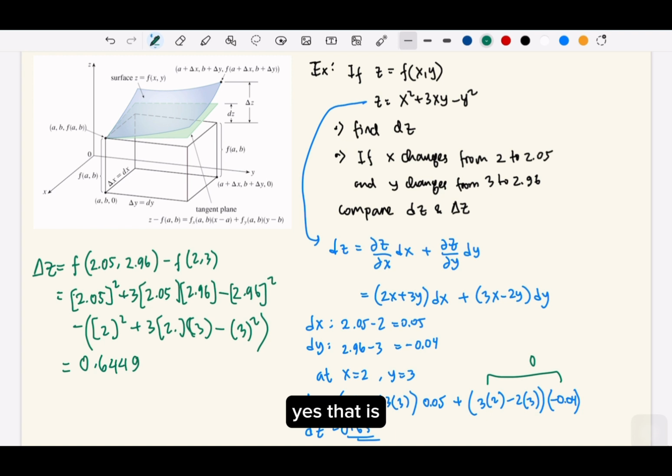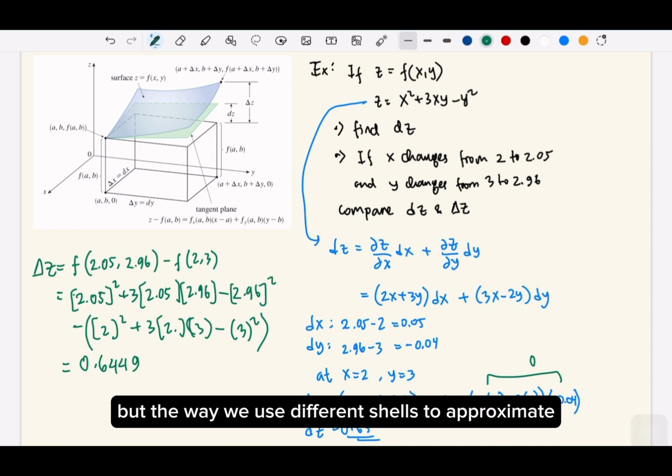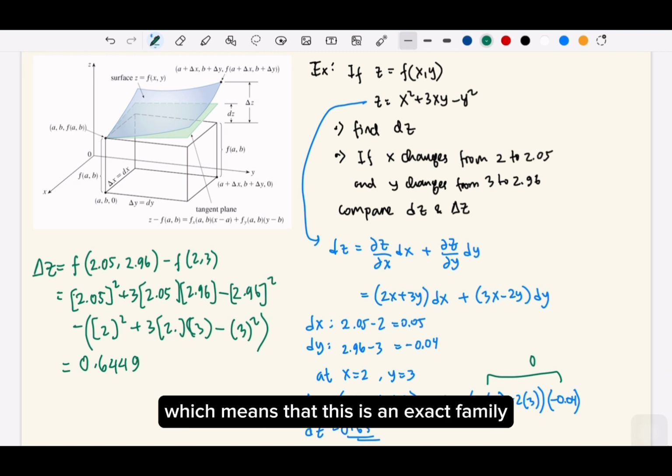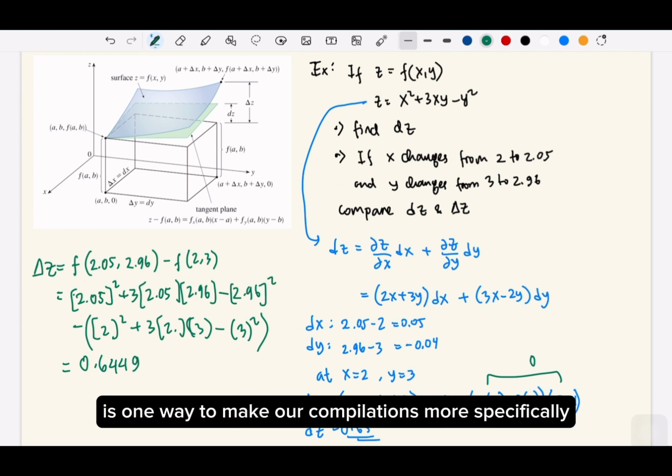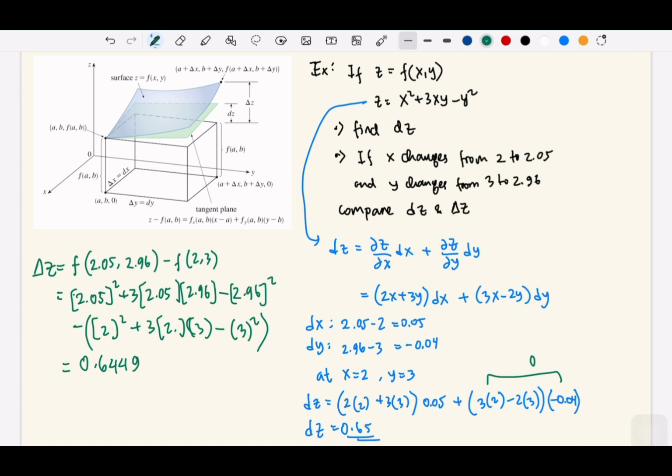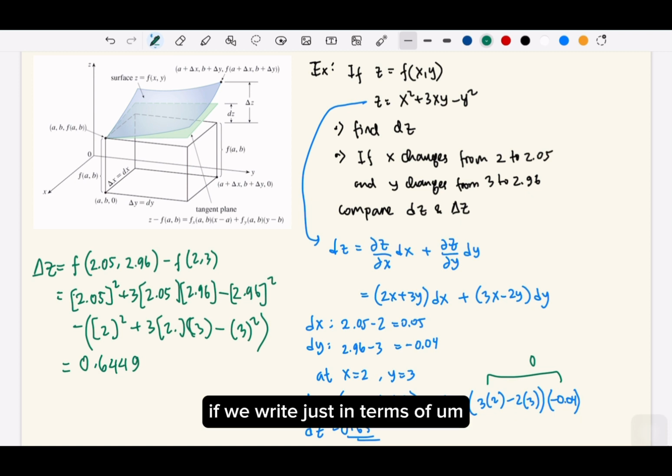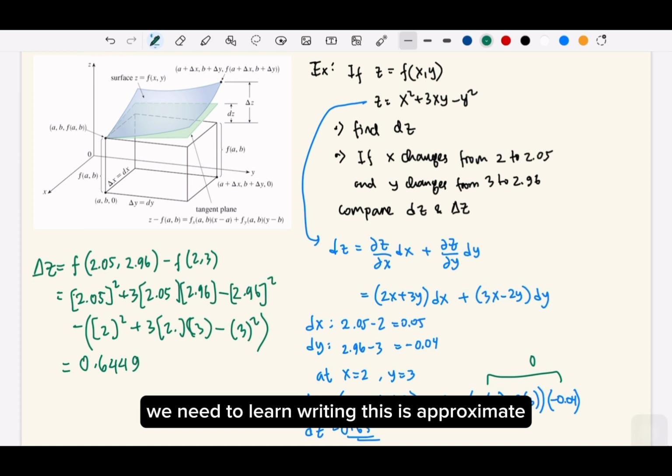Yes. You asked which one is the approximate value? This one. But the way we use differentials to approximate is a more direct approach, which means that this is an exact value. We can definitively say this is an exact value from the differentials. So differentials is one way to make our calculations more specific. If we write it just in terms of linear approximation like before, not in terms of differentials, we need to write that f is approximately some value which is linear. But in principle, they are the same thing.